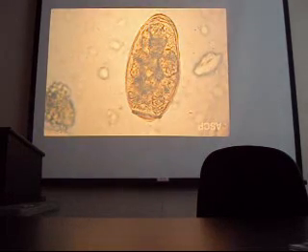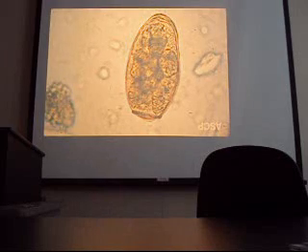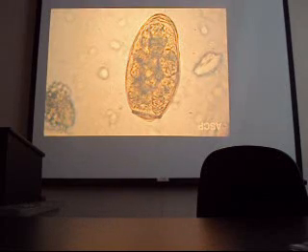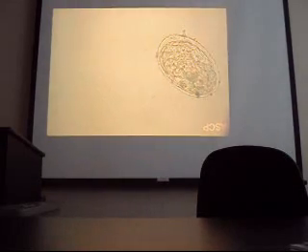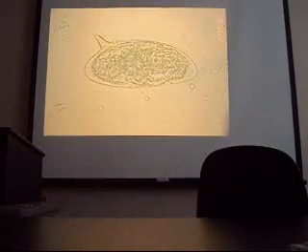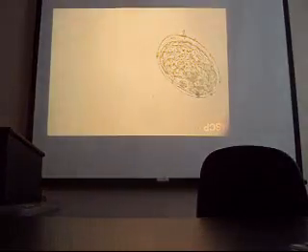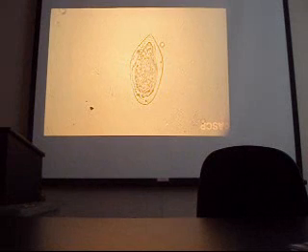Paragonimus westermani, found in stool and bloody sputum, the lung fluke. Real thick abopercular end, operculum on top. What is it? Schistosoma mansoni. Schistosoma japonicum, little bitty lateral spine. Mansoni, big lateral spine. You okay with that? Japonicum, more round. Schistosoma haematobium, how are you going to ID that? Terminal spine.